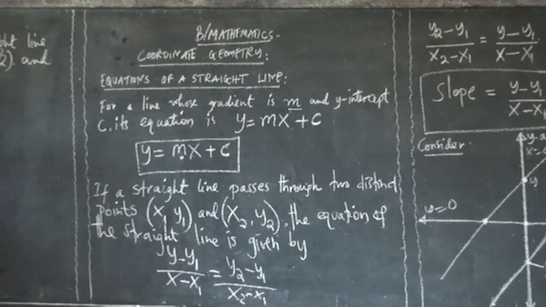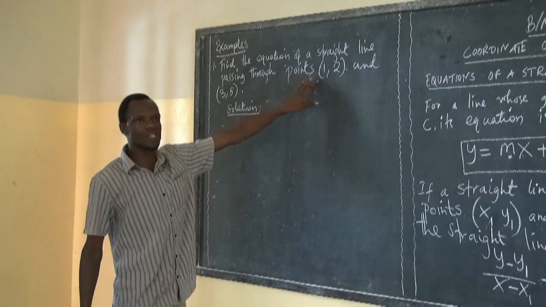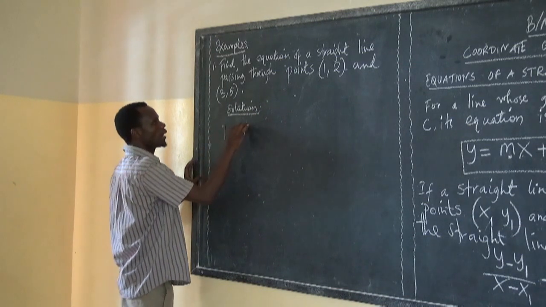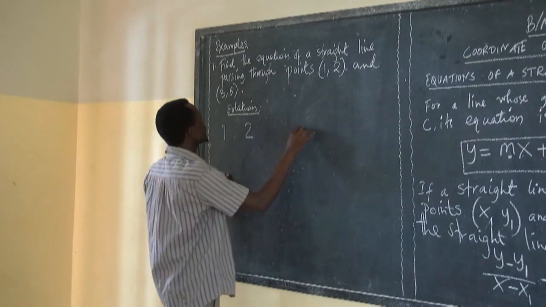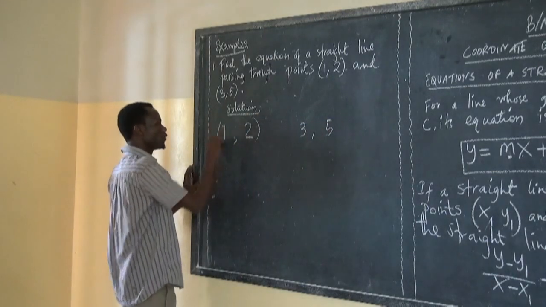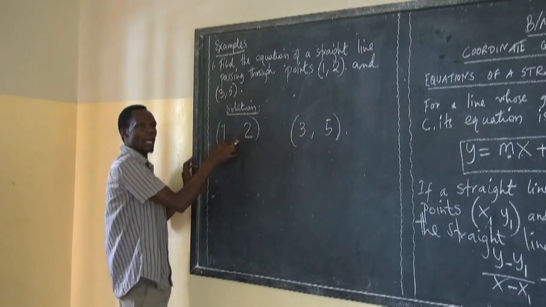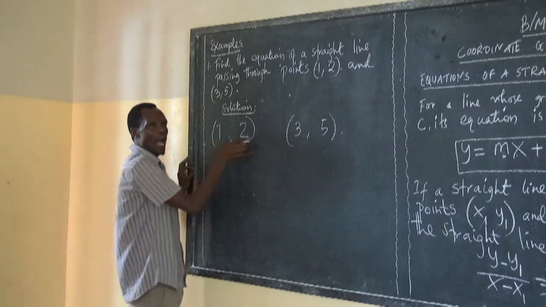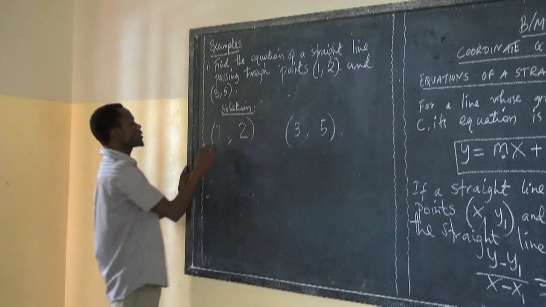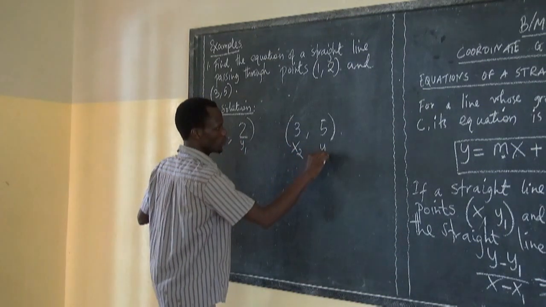Let us see an example. We have written here: find the equation of a straight line passing through the points of this one. Now we have the first point, which is (1, 2), and the second point, which is (3, 5). These are the points that we've been given. Now this is x1, this is y1. This is x2, this is y2.